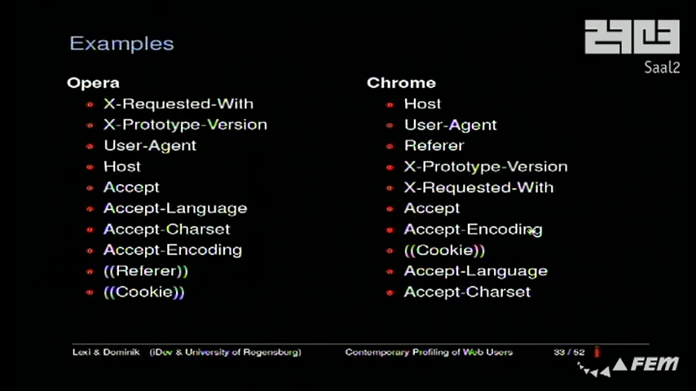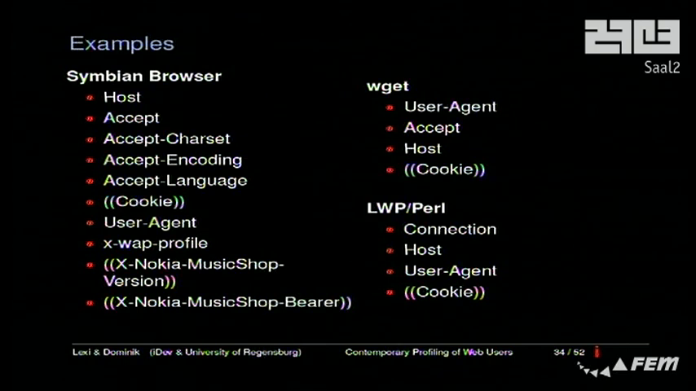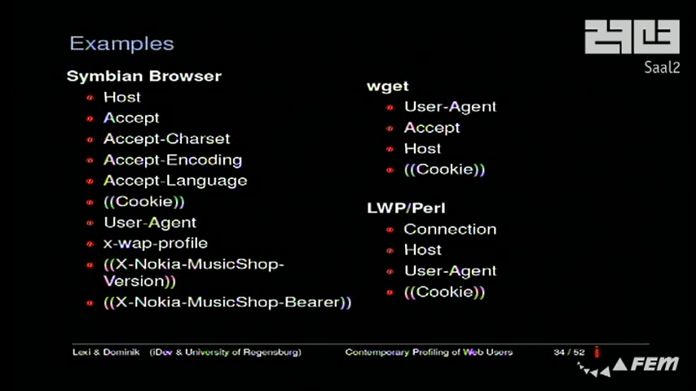Opera puts host somewhere in the middle. Chrome cookie is not last. And then there's several Symbian browsers. You can ask Colin about them. And then there's this notorious wget or all the Perl things, which you see sooner or later. Already from the number of HTTP headers, you can tell that wget or the Perl libraries are definitely not real browsers. And the funny thing is that you can even distinguish wget and Perl.